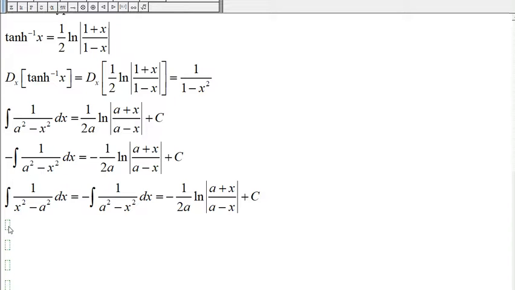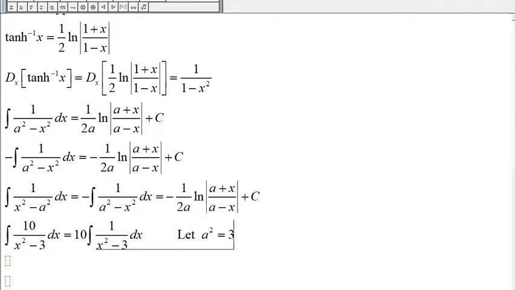And the integral we want to find here is 10 times 1 over (x^2 - 3) dx. And so here we have the form x^2 - a^2. And so just let a^2 be 3, and then take the square root of both sides, we get a to be the square root of 3.